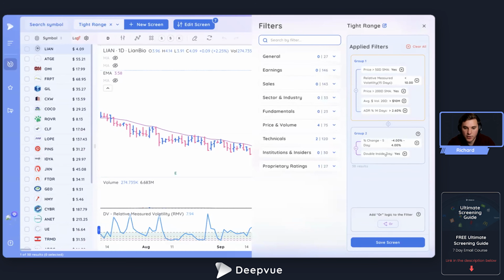And an inside day, for anybody who doesn't know, that's when the entire day's price action is contained within the prior day's price action. So the high is less than yesterday's high, and the low is higher than yesterday's low. It's another way of identifying contraction on a very short-term basis. And double inside day just means that there's two of those in a row. So we're getting tighter and tighter, or we're just overall within a range.